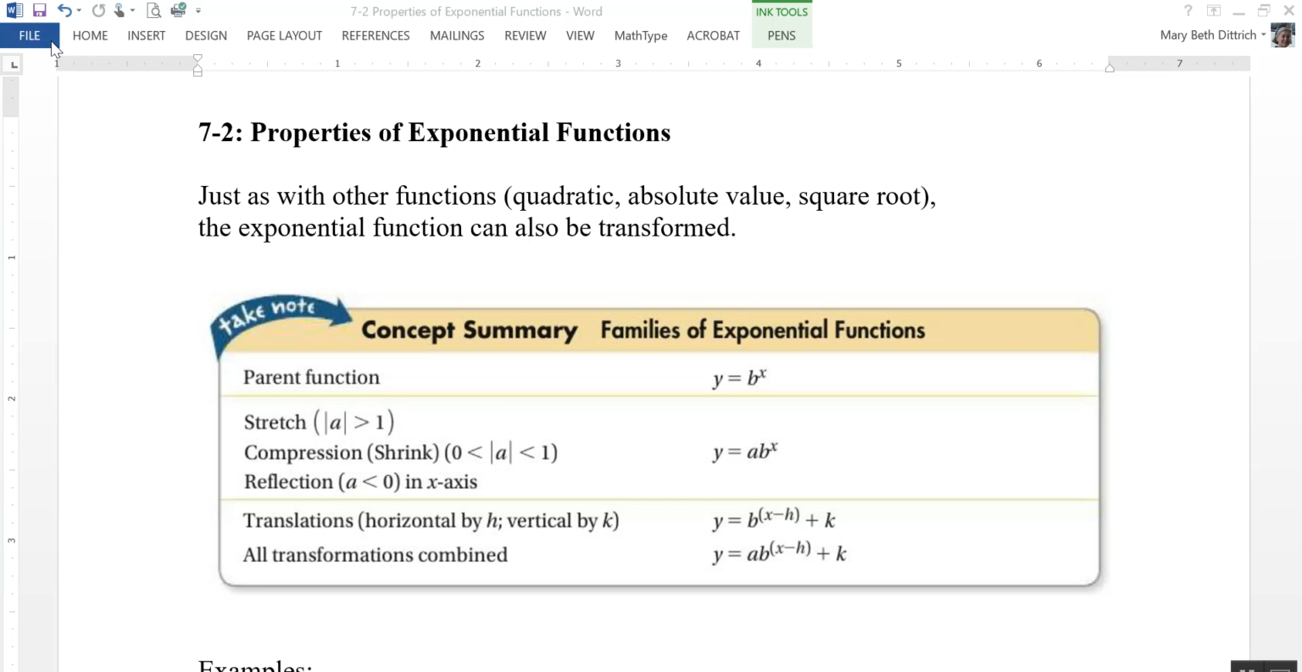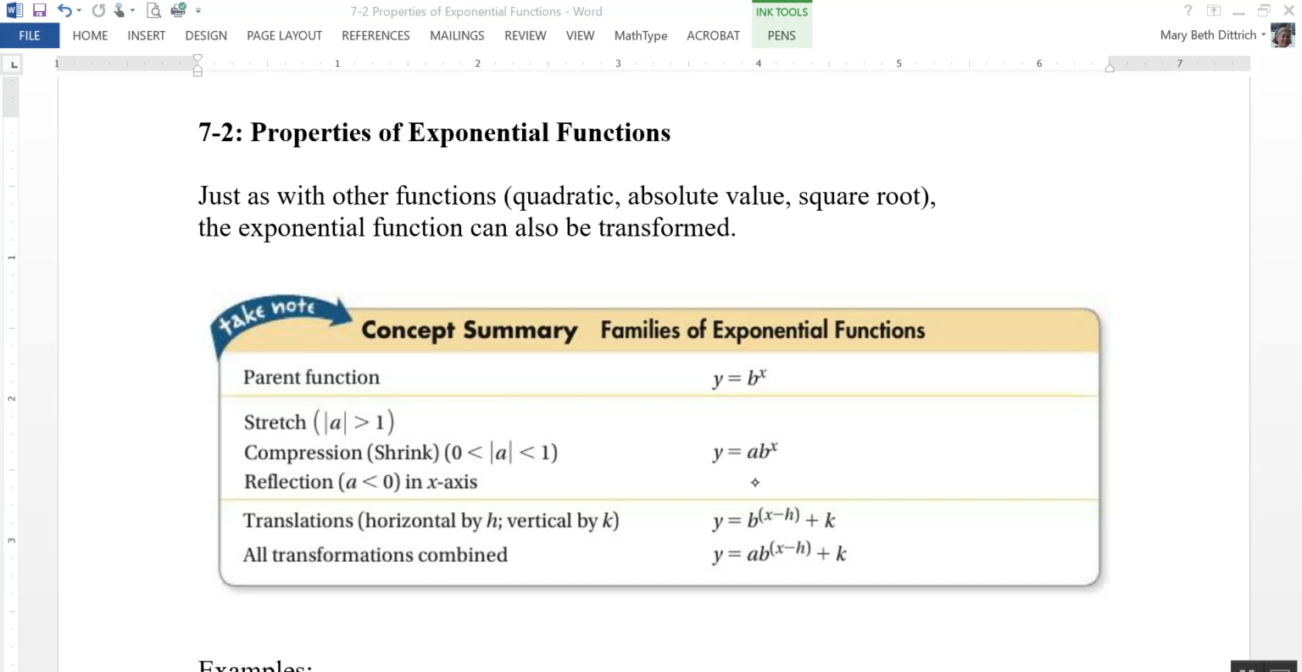Section 7.2 is on properties of exponential functions. Just as we saw with other functions such as quadratic, absolute value, and square root functions, the exponential function can also be transformed. So the parent function for an exponential function is y equals b to the x. Remember, what's unique about this is b, the base, is going to be a number, and my independent variable is the exponent. Where in most other functions we've seen, like in the quadratic function, our independent variable x is the base, and it's raised to a constant power.